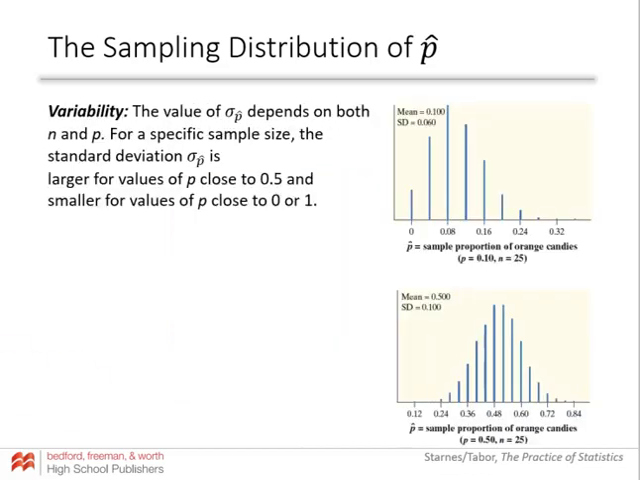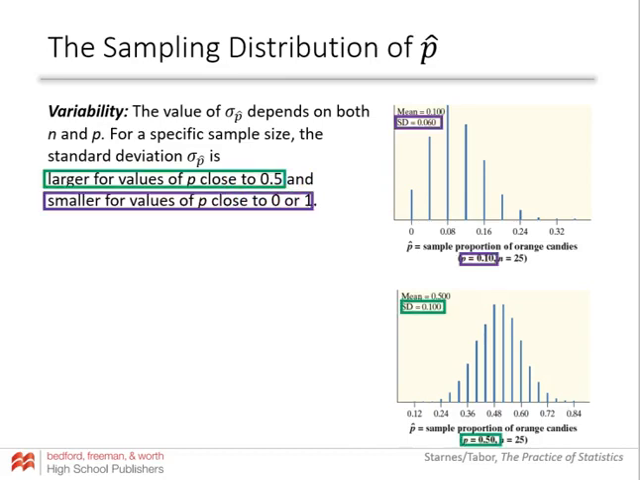Then when we talk about variability, there are 2 things we have to look at. We have to look at both N, our sample size, and P, the population proportion. With the sample size being equal, anything where P is closer to 0.5 is going to have larger variability. Anything where P is close to 0 or 1 is going to have smaller variability. So when P was 0.5, the standard deviation was 0.1. When P is 0.1, the standard deviation is 0.060. So it gets smaller when P is closer to 0 or 1.